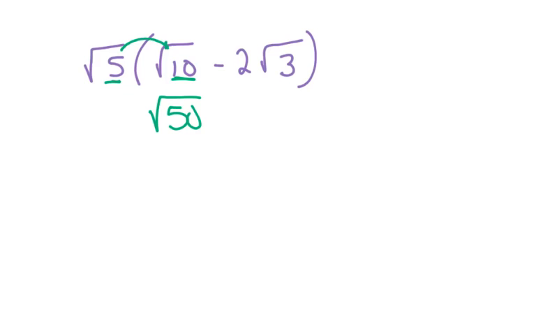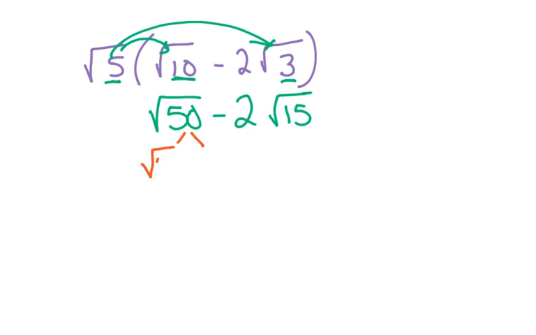Again, I'm using the distributive property. The 5 can only go with the inside, the radicand. So I have 2 outside, and then 5 times 3 is 15. Now looking, my radicands are not the same. However, for 50, there is a perfect square that will go into 50, which is 25. Think quarters and you'll get it.